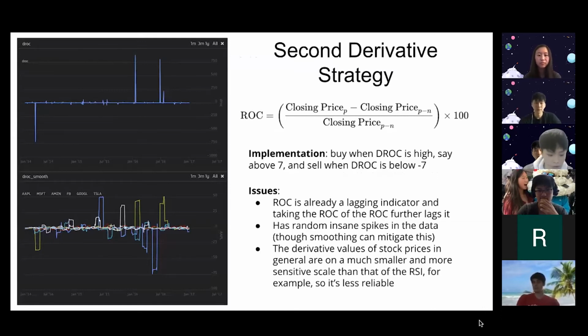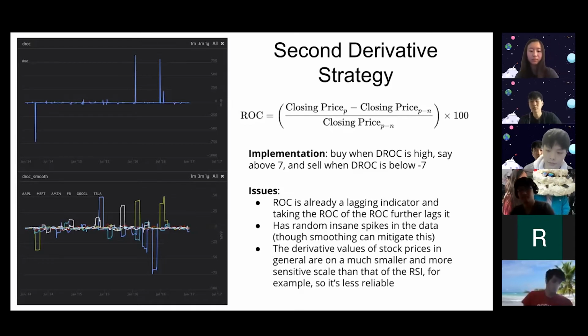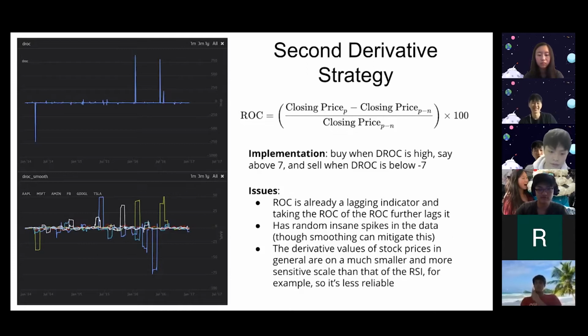Yeah, so we also use second derivative because the reasoning behind it was that based on the second derivative, we can see if the graph is concave up or concave down, and then from there we can predict if the trend is going to continue to increase, or if it's slowing down and it's going to drop. You see we're basically taking the rate of change twice, and our implementation is just that if the second rate of change is above 7, then we buy, and if it's below, then we sell.